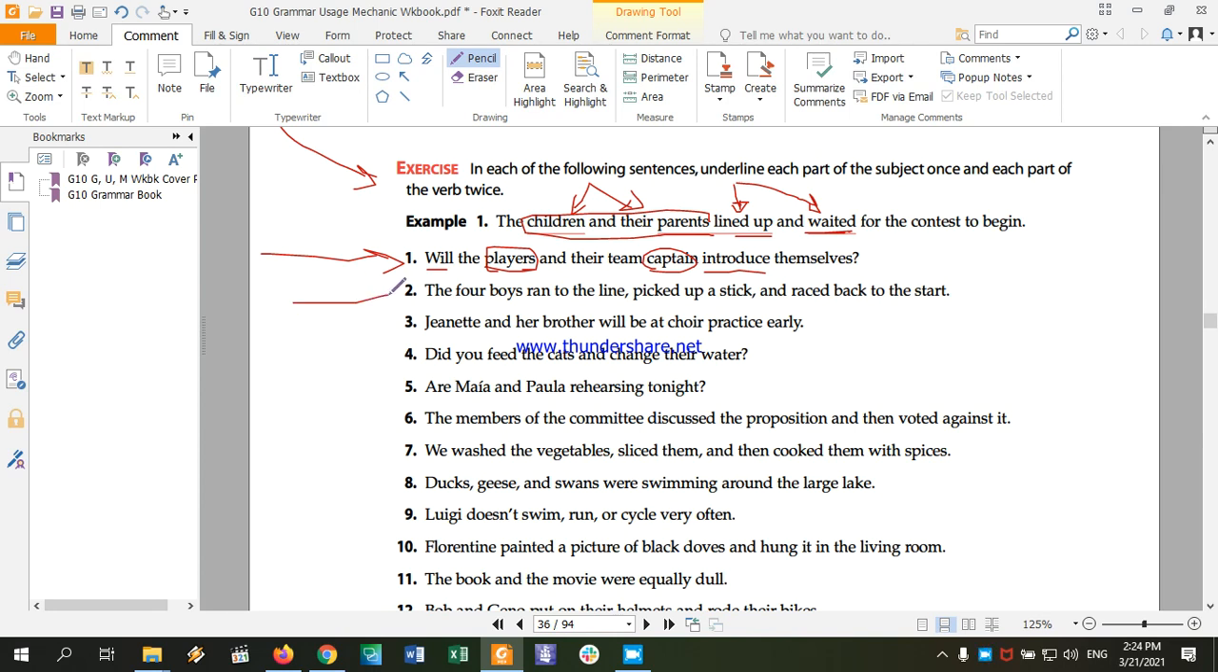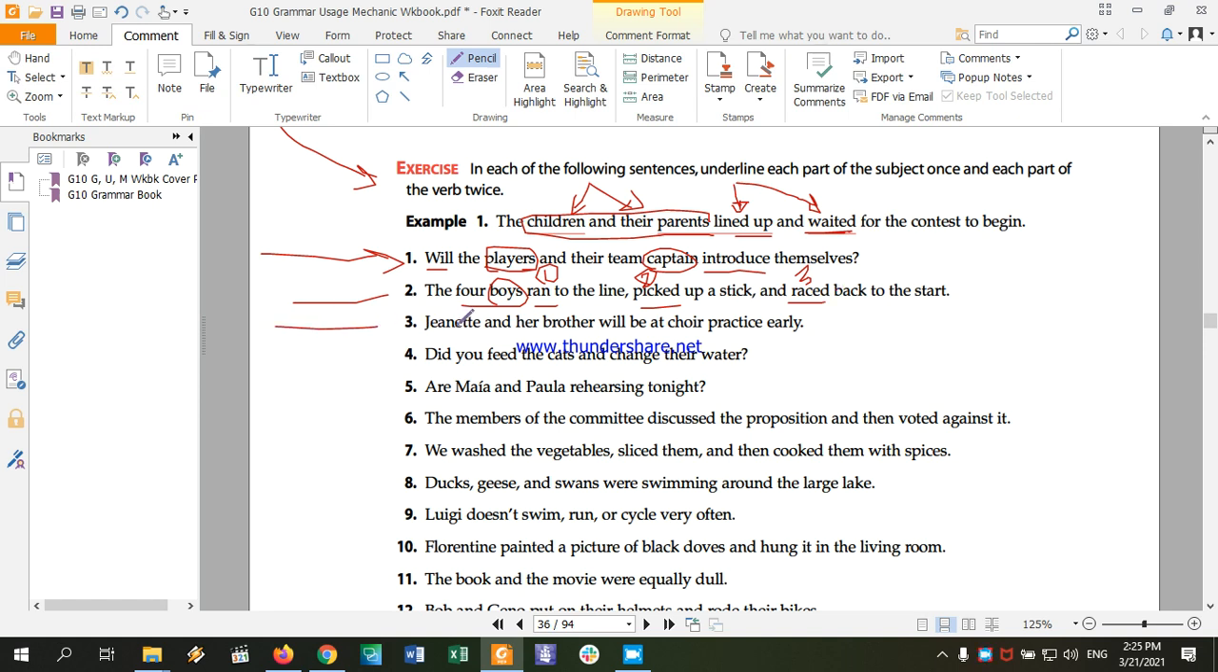Number two. The four boys ran to the line, picked up a stick, and raced back to the start. The four boys, the boys is the subject. Ran, this is the first verb. Picked up a stick, this is number two. And raced back to the start, this is number three. So we have a compound verb and a simple subject.